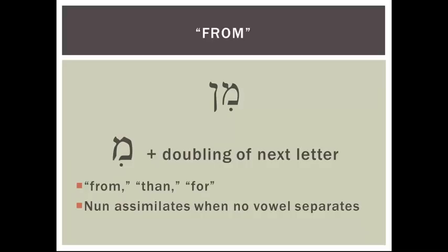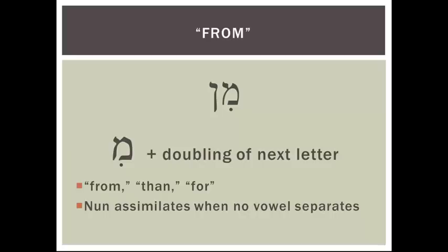Now here's another preposition. Min can mean from, and can also be used for comparison, as in greater than. So it can mean than when it's comparing two things. He was greater from me would be translated, he was greater than me. The nun can disappear. This can be a separate word, min, with a dash, what's called a makaph. Min can be a separate word, but you can also put min right on the front of a word, and when you do that, the nun has a way of just kind of assimilating into the Borg, or being chameleon-like. It gets sucked into that next letter.